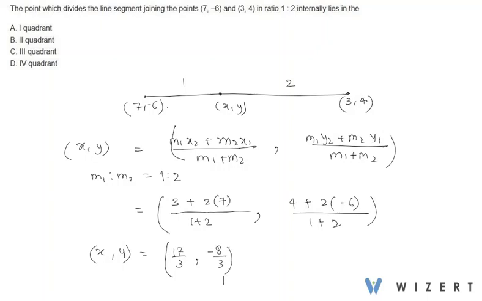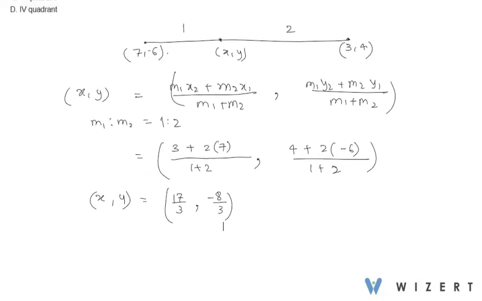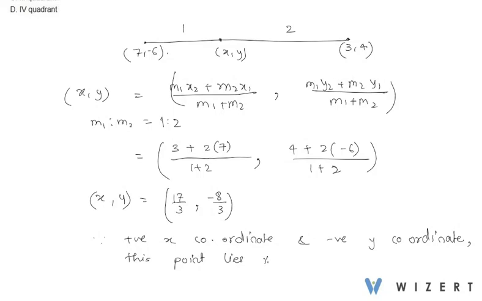So we have positive x and negative y. That means that since this point has a positive x coordinate and a negative y coordinate, this point lies in the fourth quadrant.